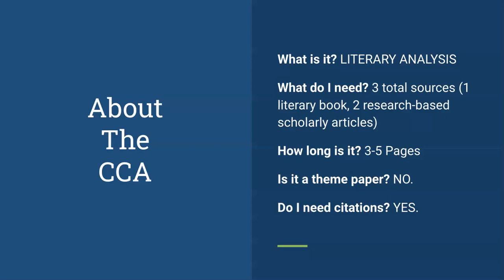The CCA itself is a literary analysis paper, so you do need to make sure that you are grounding the research that you're doing in the book itself. So it has to be a literary text. It can't just be some random book about dolphins. You need to have characters, setting, plot, theme, symbols, all that wonderful great stuff that comes with literary text. That's what you want to make sure you're choosing for your book. You will need 2 other sources beyond that for a total of 3 sources. So again, 1 being the book itself, 2 being research-based scholarly articles.